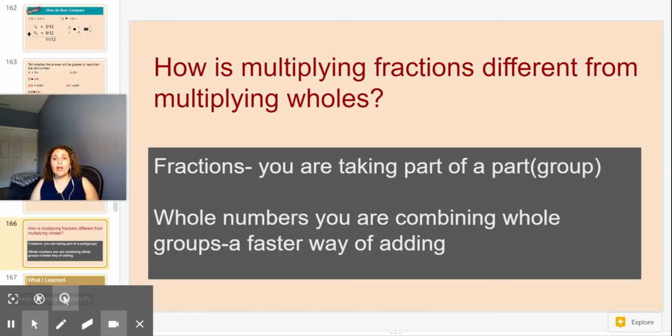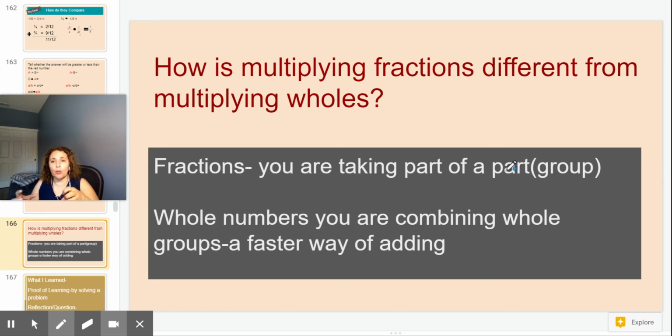All right, so hopefully you got something like this. It doesn't have to be exactly in the same words, but hopefully you got something like this. When you're multiplying fractions, you are taking a part of a part or a part of a group, right? You're taking a part of something. When you're multiplying whole numbers, you're combining whole groups. It's just a faster way of adding. So you're combining, right? In essence, you're adding. So it's got to get bigger because you're basically adding, right? Because it's a faster way of doing addition.